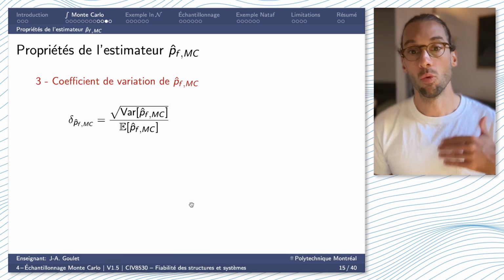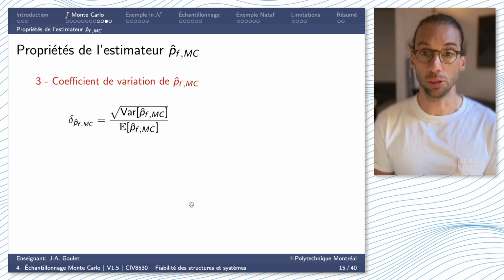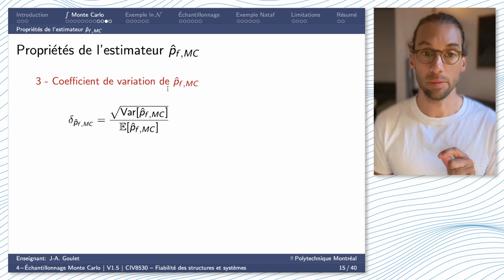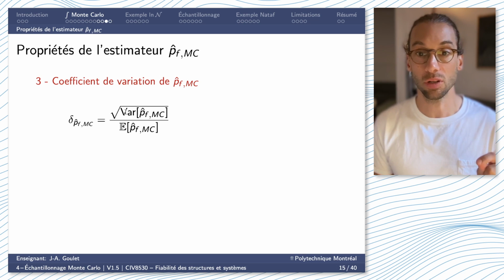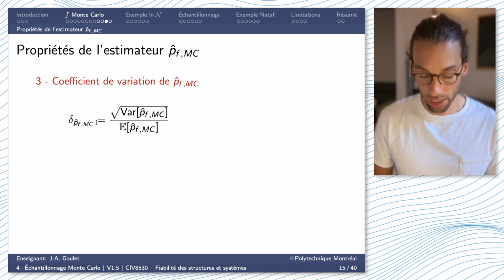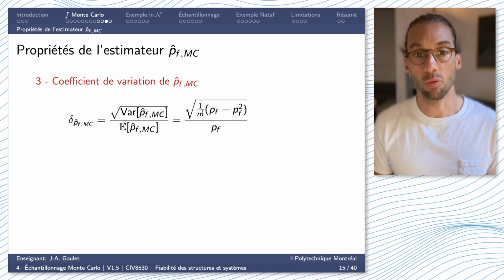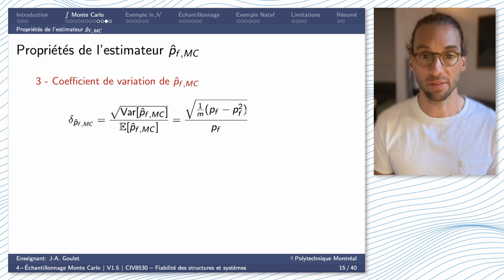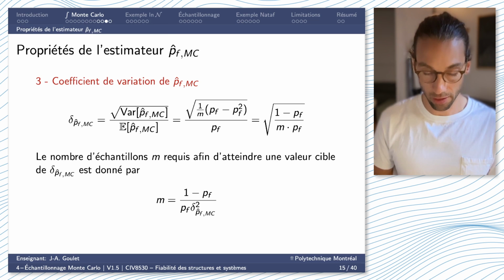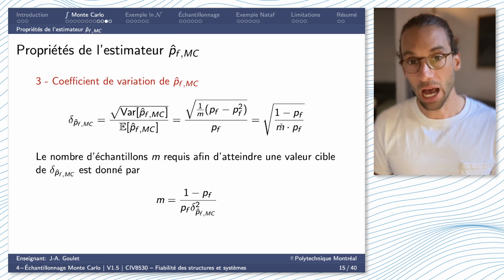So if we want to transform this into a dimensionless number, we're going to look at the coefficient of variation for our estimator. The coefficient of variation is the standard deviation divided by the expected value. So if we take the two estimators we've already evaluated, we're going to get the square root of 1 over m, Pf minus Pf squared, divided by the probability of failure. If we simplify this, it's going to give this ratio: the square root of 1 minus my probability of failure, divided by m times the probability of failure. So in that case, if I want to isolate m, I'm going to get this relationship.